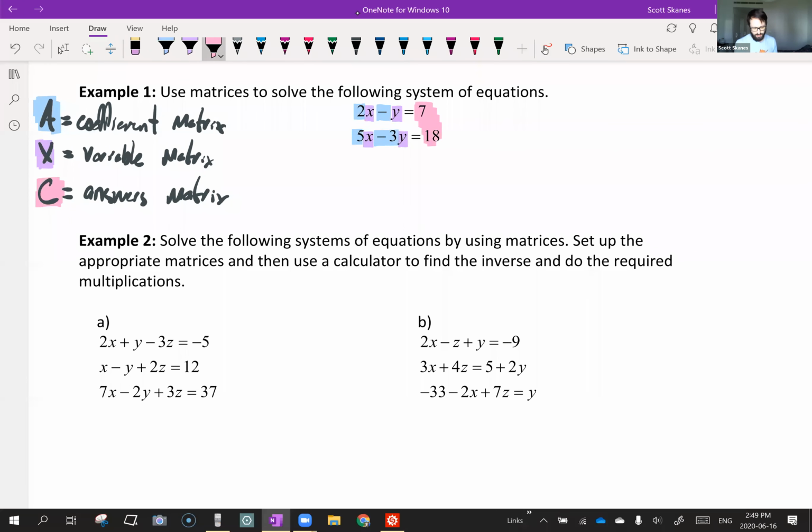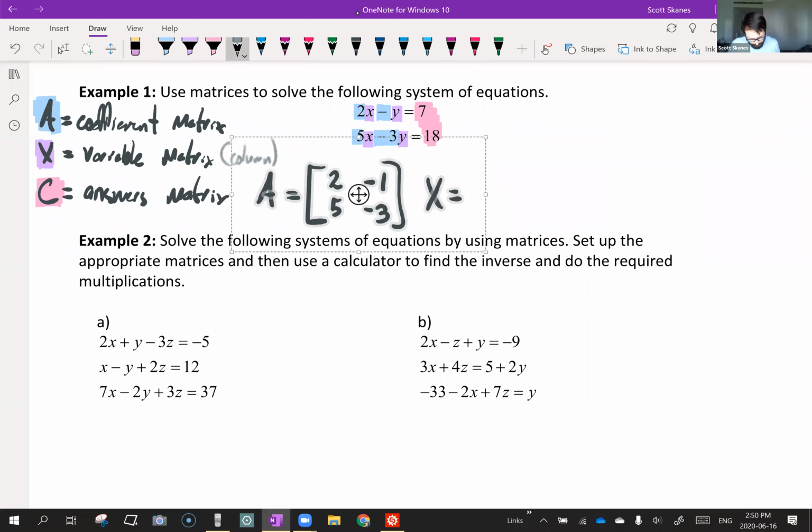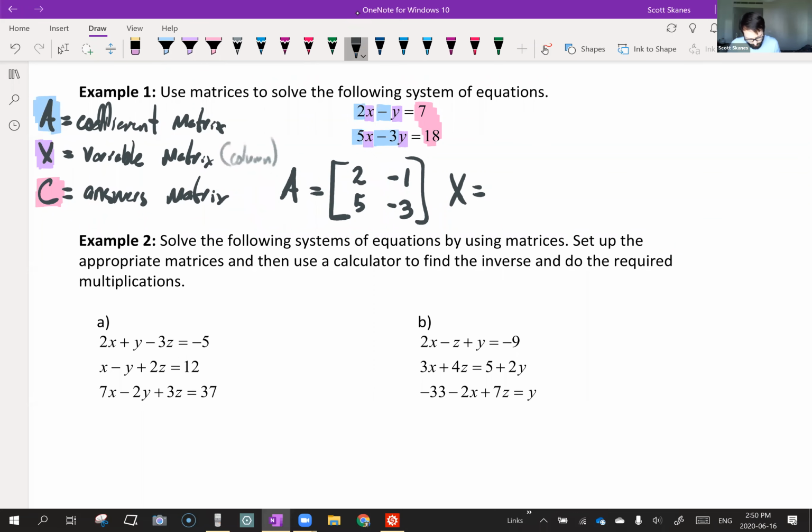Let me show you exactly what I mean. The matrix A will be our coefficients only, in the same way that we see them. You only see a negative in front of that Y up here, so it's actually -1. Our matrix X, this one's a little tricky. It's always a column. I'll make a note of that. The variable matrix is always a column matrix. And we write it like this. Just put your variables like this, okay? You'll see why when I finish.